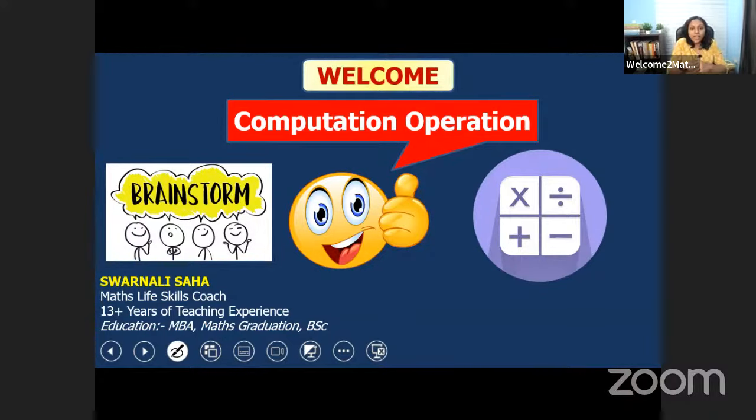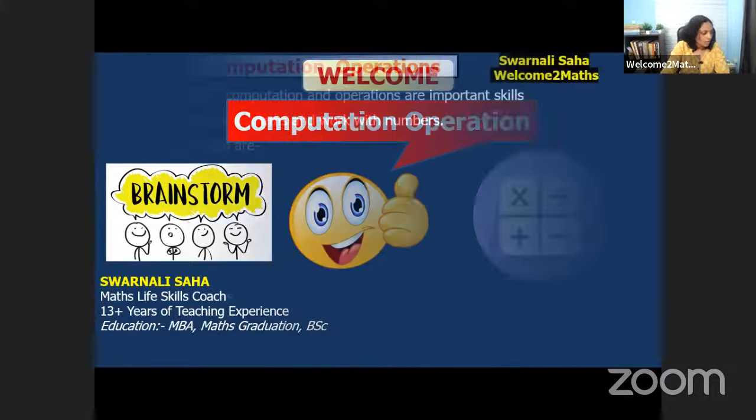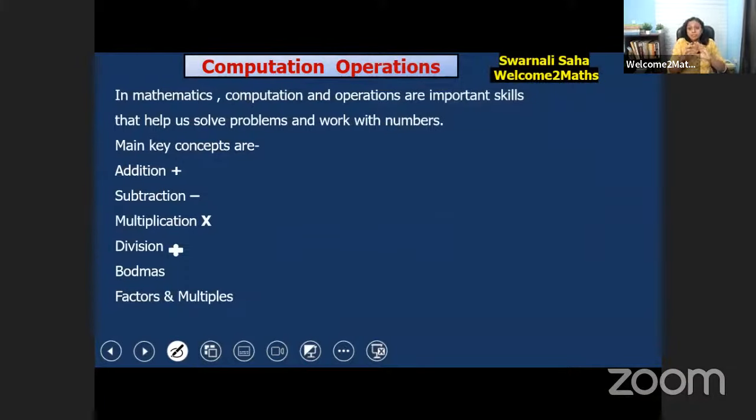So see, today our topic is computation operation. You know, there are so many questions that will come from this computation operation. This is Swarnali ma'am. So let's learn together this computation and operation, and let's see what questions will exactly come in International Maths Olympiad question. Okay. So let's see what is computation operation. This is very important.